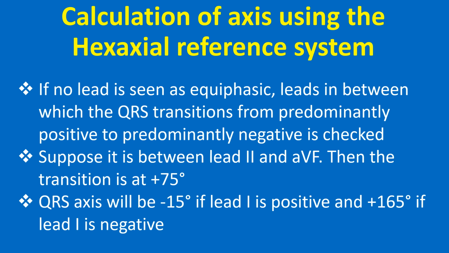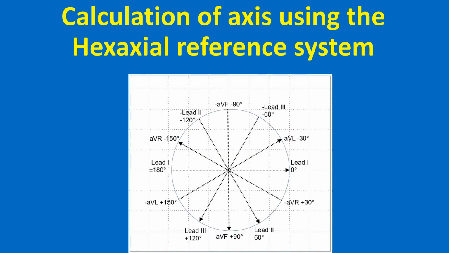If no lead is seen as equiphasic, leads in between which the QRS transitions from predominantly positive to predominantly negative is checked. Suppose it is between lead 2 and AVF, then the transition is at plus 75 degrees. QRS axis will be minus 15 degrees if lead 1 is positive and plus 165 degrees if lead 1 is negative. Hexaxial reference system used for determination of electrical axis.